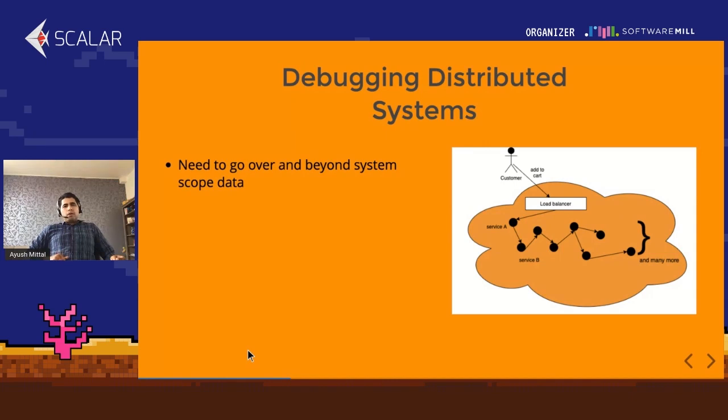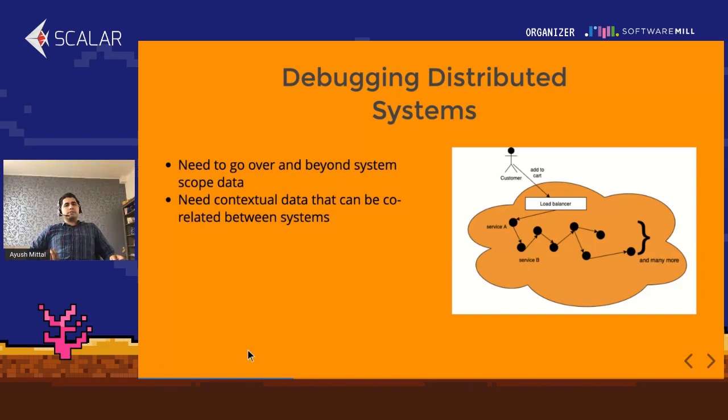Now, to debug a problem in the request, we cannot look at only the data of one service like service A or service B. We need to go beyond system scope data. We need data that lets us combine operations between these two services or more than two services. We need data that can be correlated. We should be able to tell that service B was called because service A got this information, or service B failed because service A called with bad data. Things like that, that we can correlate between systems.